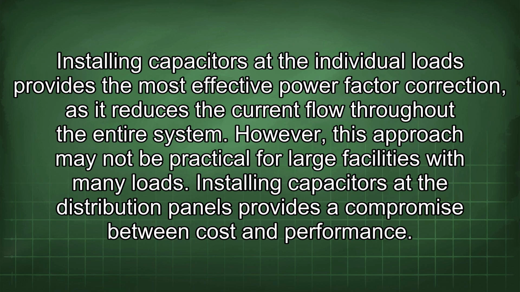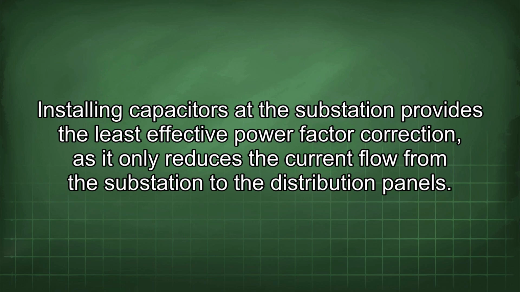Installing capacitors at the distribution panels provides a compromise between cost and performance. Installing capacitors at the substation provides the least effective power factor correction, as it only reduces the current flow from the substation to the distribution panels.